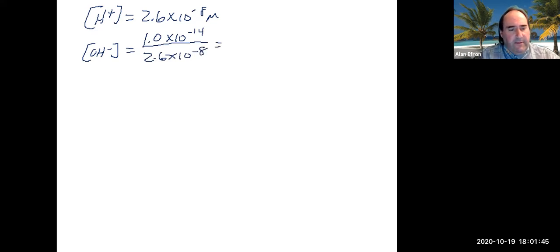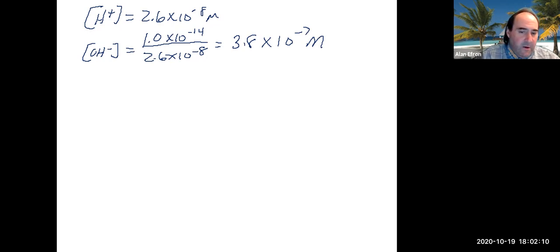So in this particular case, we end up with 1, again, exponent button minus 14 divided by 2.6 exponent button minus 8. And we do end up with something like 3.8 times 10 to the minus 7. Again, here, this would be molar.